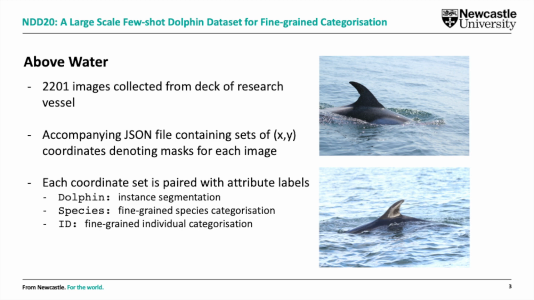The above water data contains 2,201 images collected from the deck of the research vessel. Accompanying the images is a JSON file containing sets of XY coordinates denoting masks for each image. The coordinate sets are paired with attribute labels such as dolphin for instance segmentation, species either white-beaked or bottlenose for fine-grained species categorization, or ID for fine-grained individual categorization.